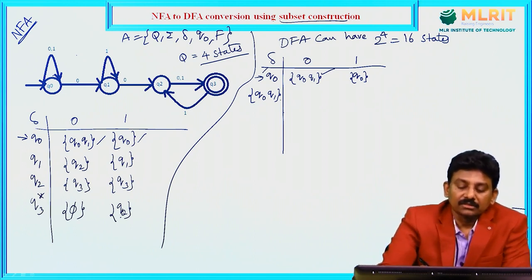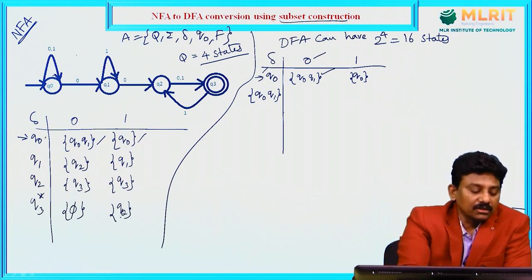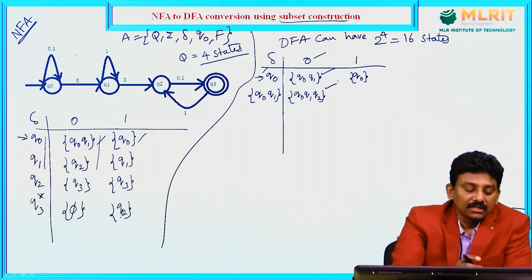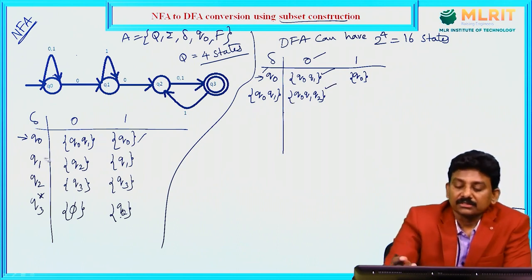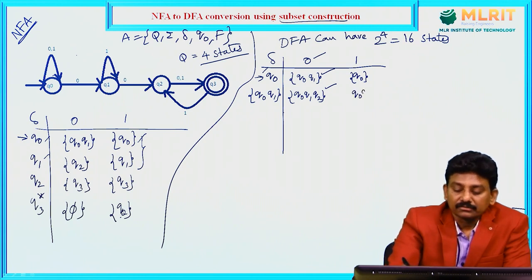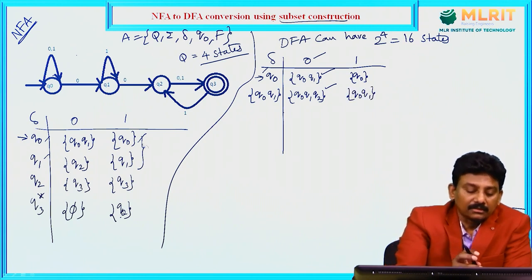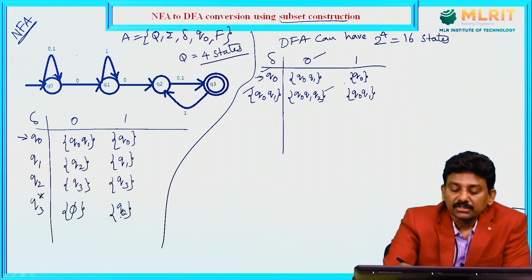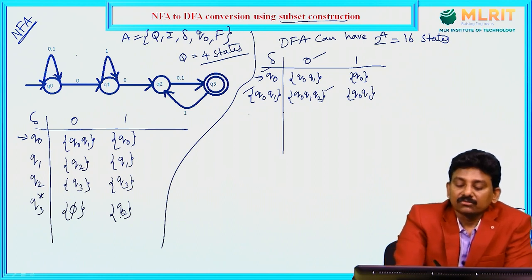Next, Q0 on 0 and Q1 on 0, take union of these two, we will get Q0 Q1 Q2. So Q0 Q1 Q2 is a state that is accessible from the initial state. Then Q0 Q1 on 1, take union of these two, we will get Q0 Q1. Next, Q0 Q1 Q2 is an accessible state, so consider Q0 Q1 Q2 as a state.